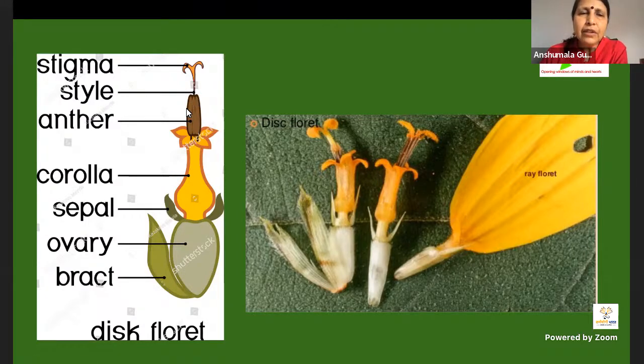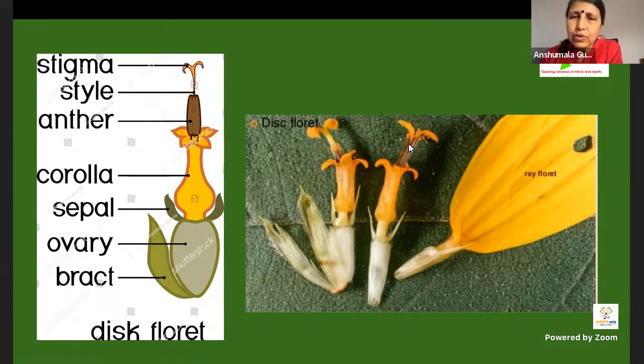Then this is anther, which means male tips. So male tips have joined up together to make a brown, or sometimes it almost looks black, structure. So all males have joined to make this tube around the female. And this is corolla, meaning the petals. So petals have also joined together to make this kind of a structure. I call this the external flower. So female inside, the male surrounding it, and the petals surrounding it. So this is the disc floret.